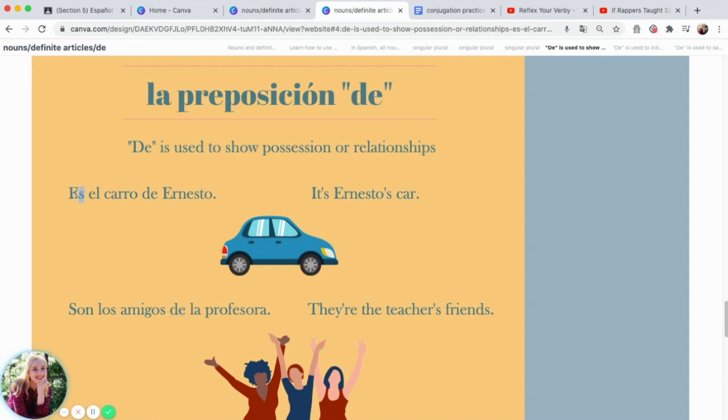Again, we have our version of ser, right? In this first example, we're saying it is the car. It is the car of Ernesto. We're talking about one car. One object, one person, we're going to use es. That's the form of ser that we're going to use. Here, we're talking about more than one person or more than one object. So we're going to use son. It kind of translates to is and are. It is the car. They are the friends. Okay, we're almost done here.